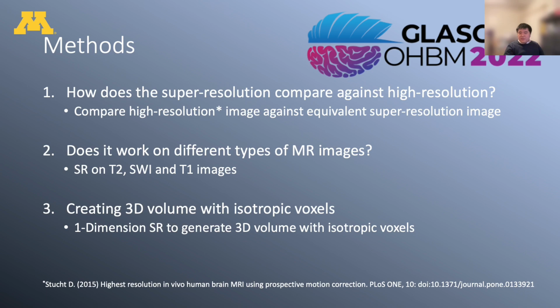Three different validations were performed. First, we wanted to compare the high-resolution image against the comparable super-resolution image. We also wanted to test if we could acquire a very high-resolution image, close to 100 micrometer resolution, in different image contrasts. And finally, we wanted to see if super-resolution could be used to acquire a 3D volume with isotropic voxels.